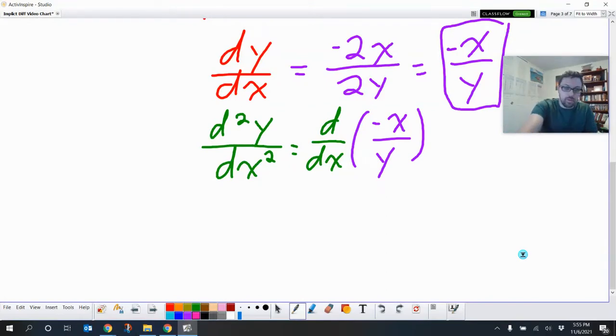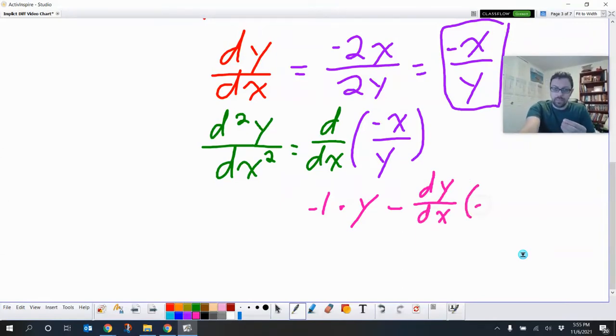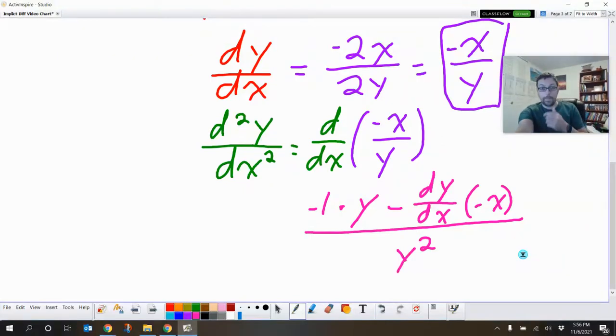So quotient rule on the top, derivative of negative x is negative 1, multiplied by y, minus the derivative of the bottom. Well, that is going to be dy over dx again, multiplied by the top, which is negative x, over our denominator squared. Okay, well, that's y squared. Easy. All right. Well, there we go.